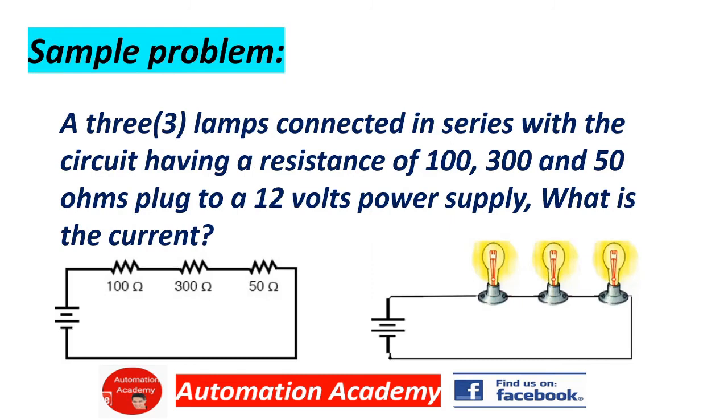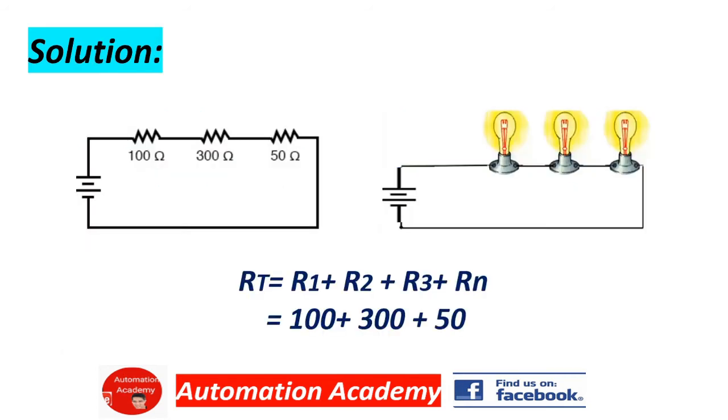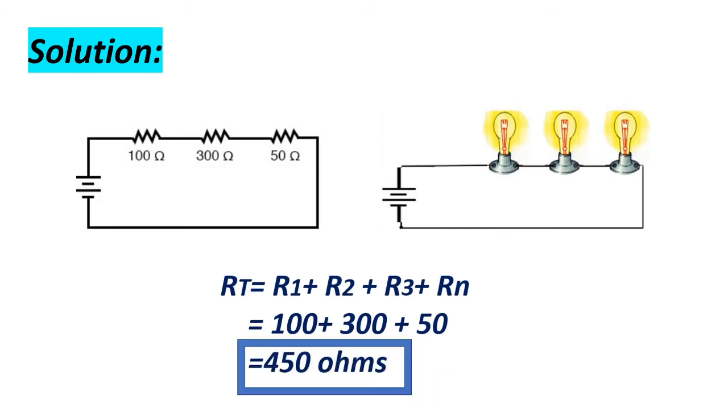Sample problem. Three lamps are connected in series with a circuit having resistances of 100, 300, and 50 ohms. Plug in a 12 volts power supply. What is the current? The formula of series circuit, RT equals R1 plus R2 plus R3, and so on. Now we substitute the value of each resistor or bulb. R1 equals 100 ohms, R2 equals 300, and R3 equals 50. We sum it up. The answer is 450 ohms.